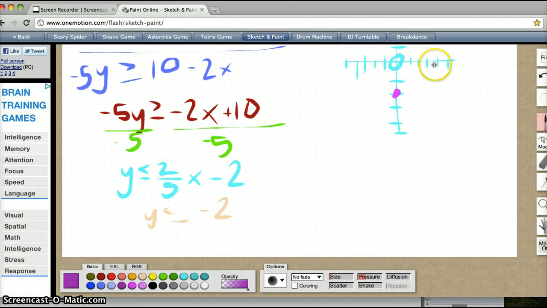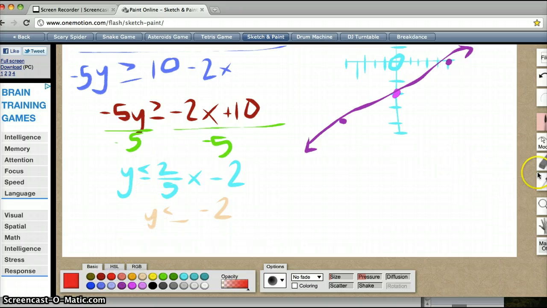1, 2, 3, 4, and 5. And then we've got down 2 over 5. Then we're going to plot our points and make sure that the line is solid. The reason it's solid is because it's got less than or equal to.